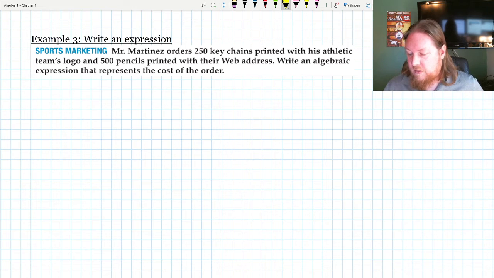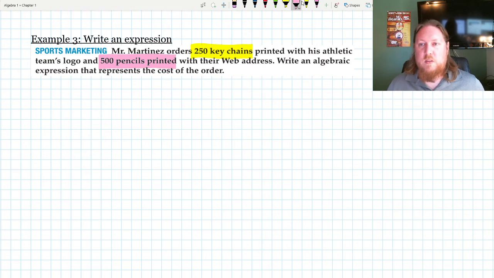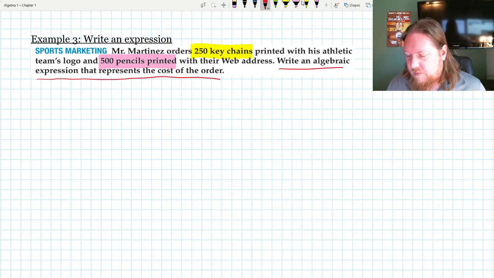But when I'm reading this, Mr. Martinez orders 250 keychains. That's him doing something there. And 500 pencils. What's printed on them? It doesn't really matter that much. I mean, could those two things have been reversed? Yeah, the keychains could have had the web address, and the pencils could have had the team's logo on it. So those parts really don't matter that much. We're going to write an algebraic expression that represents the cost of the order.